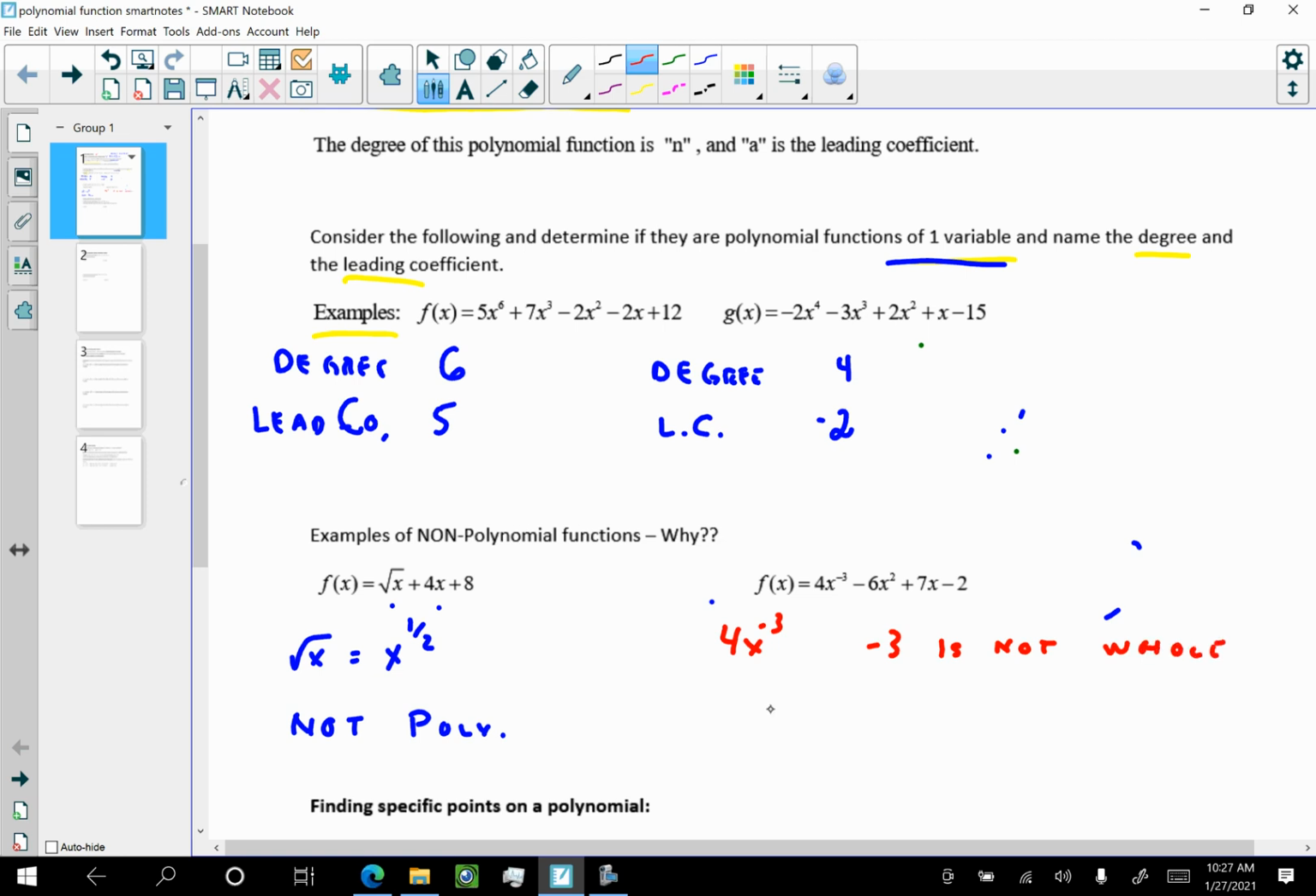So this is a nope on the polynomial end. This is not a polynomial. Okay?